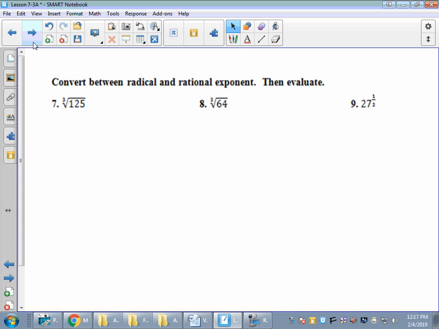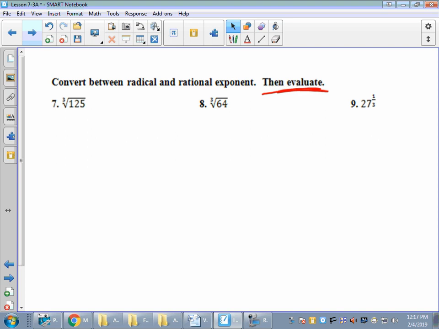Okay, let's do some of these where it says convert between the radical and rational exponent and then evaluate. So here they do want us to evaluate. So we're going to get an answer at the end. And I'm not going to make you evaluate if it's an irrational number or something crazy. It'll be a nice even number for you to break down. So let's look at this first one here.